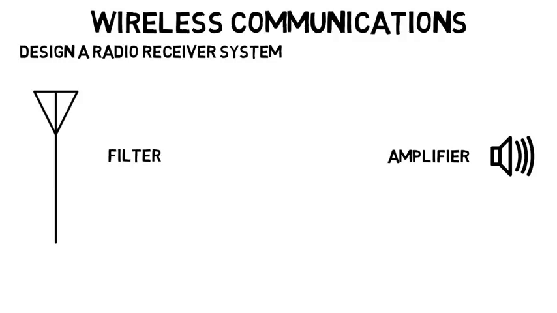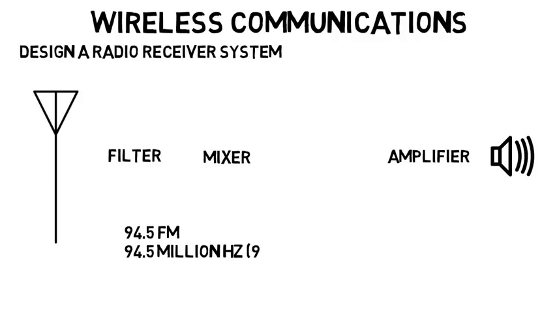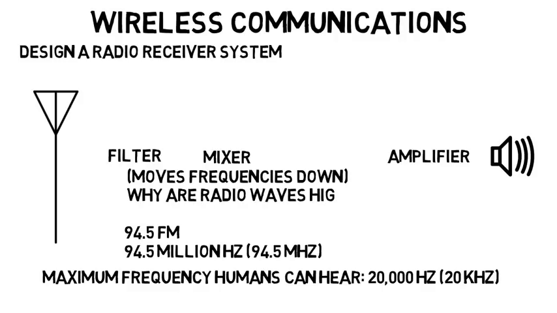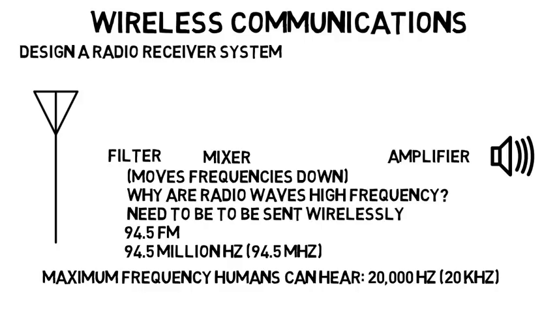We had to implement a mixer, which is a little tougher to explain. But FM radio stations like 94.5 FM are at 94.5 million hertz. The maximum frequency humans can hear is about 20,000 hertz. So if you just put a radio signal through a speaker, you'd hear nothing. We cannot hear remotely that high. So to kind of simplify this, the mixer moves the frequencies down to ones that we can hear. Why are radio waves high frequency to begin with if we just gotta move them down anyway? Because they need to be sent wirelessly, which you'll learn the theory behind in your communications course.